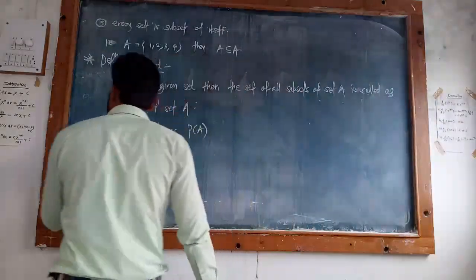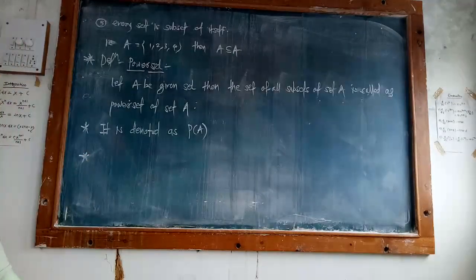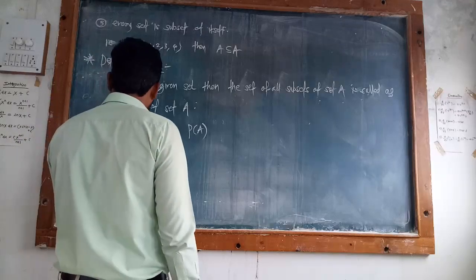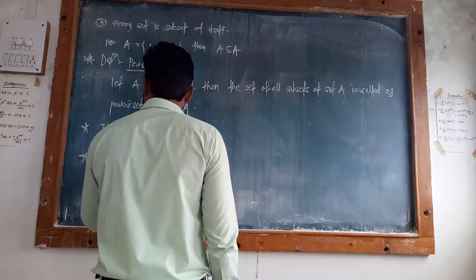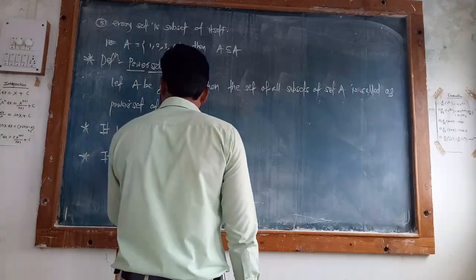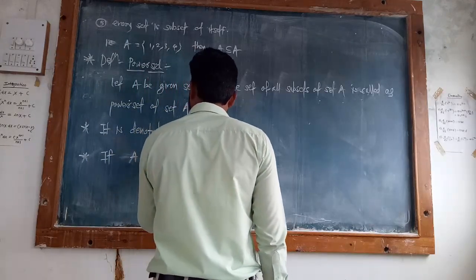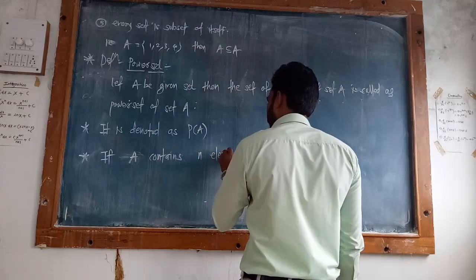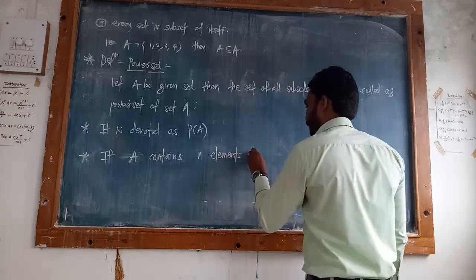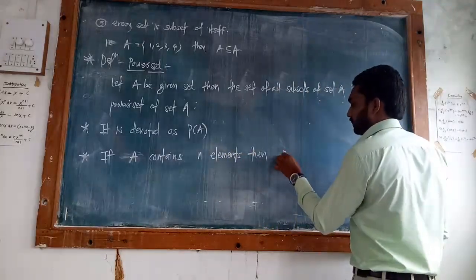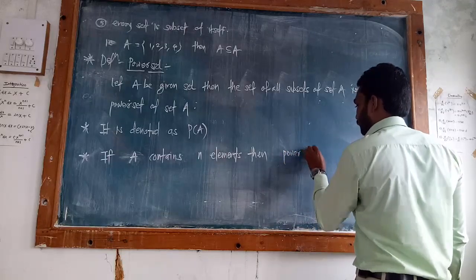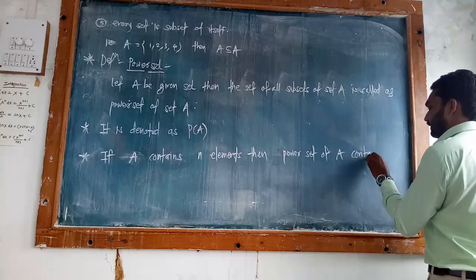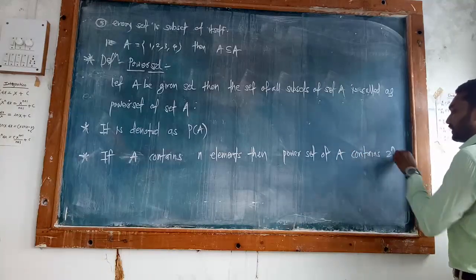Okay. Next, remark. If set A contains n elements, then the power set of A contains 2 raised to n elements.